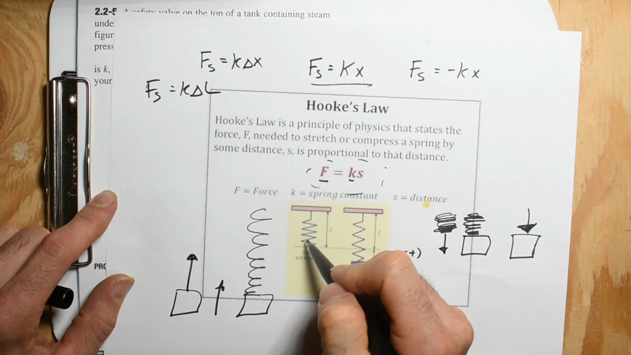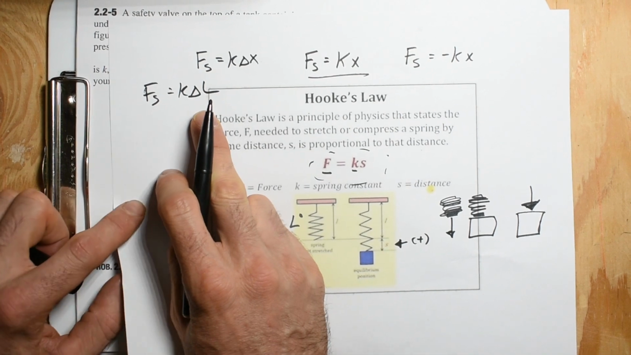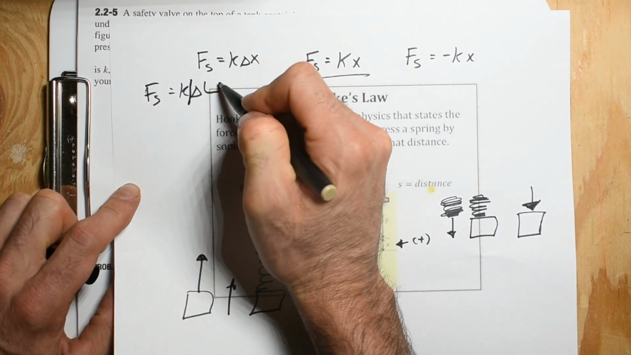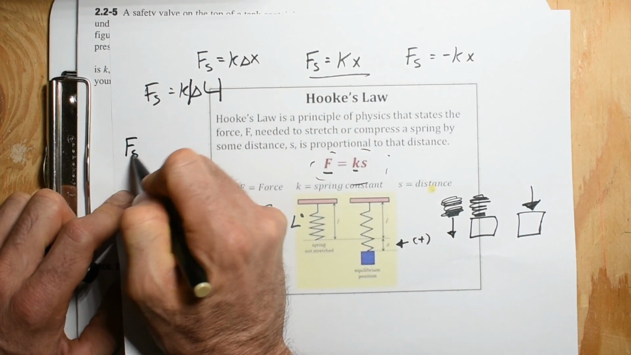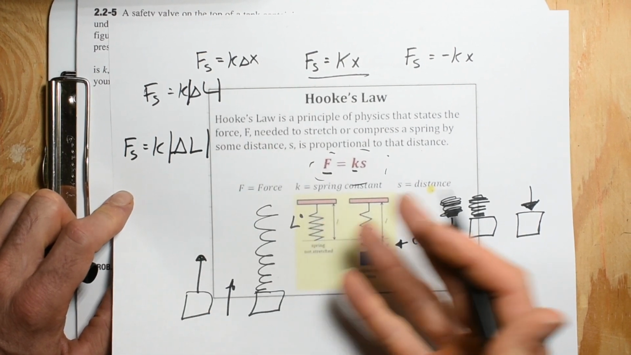So we have a spring that has an initial length, and I say, hey, the force in the spring is its change in length. But then I think I was just using this as the absolute value of the change in length. So you can do that. The force in the spring is equal to the spring constant times the absolute value of the change in length. You know what I mean?